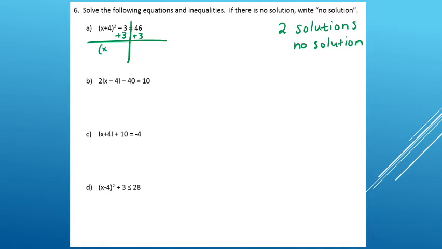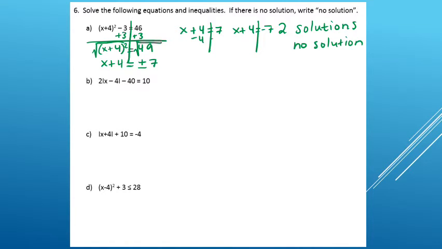I'm left with (x + 4) squared equals 49. And to undo my squared, I'm going to do the square root. So I'm going to do the square root of (x + 4) squared. That's going to leave me with x + 4. And the square root of 49 is going to leave me with plus or minus 7. So a positive 7 or a negative 7. So now I can write my two equations. x + 4 = 7, and x + 4 = -7. And I'm going to solve both of them.